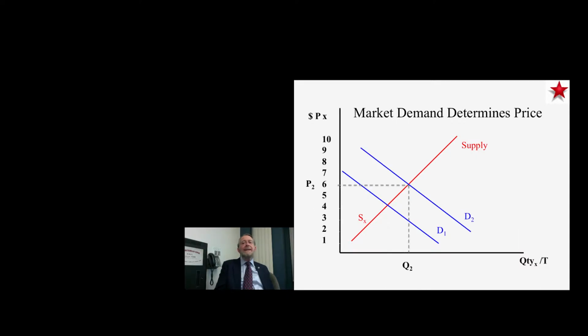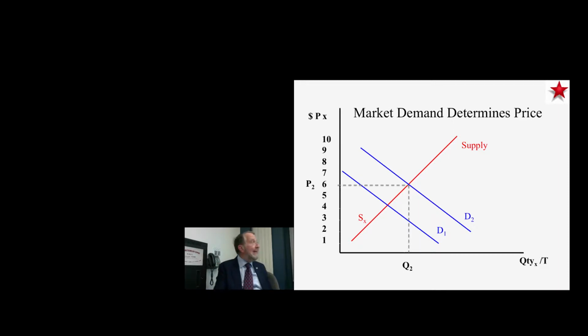Finally, it is the interaction of demand and supply that determine the equilibrium price. But to understand the dynamics of the marketplace, you want to understand that demand determines price. And that's a phrase you want to put in all caps, underline, put stars around it. Demand is what determines market price. It's not the cost of production. It's what people are willing and able to pay for that particular good.